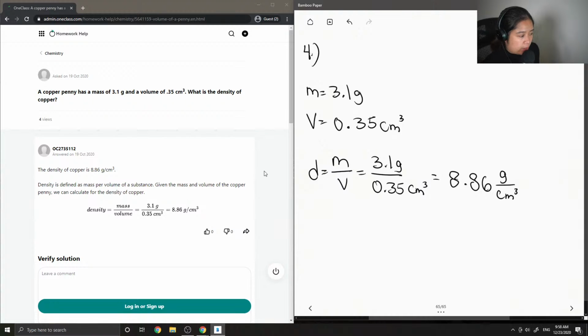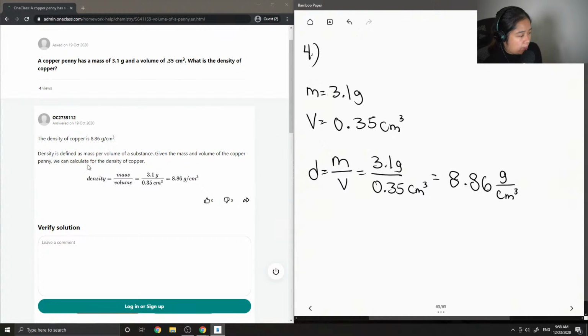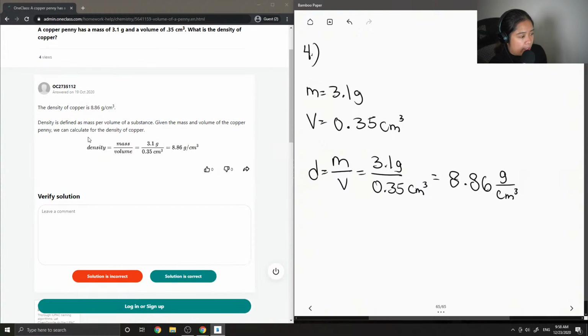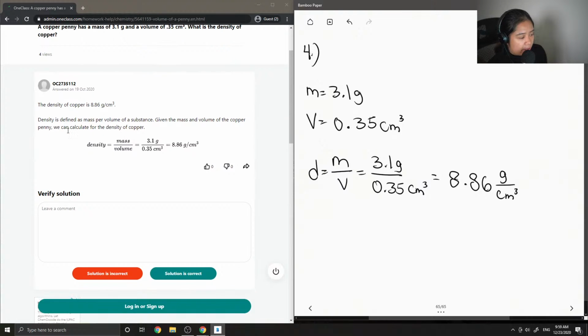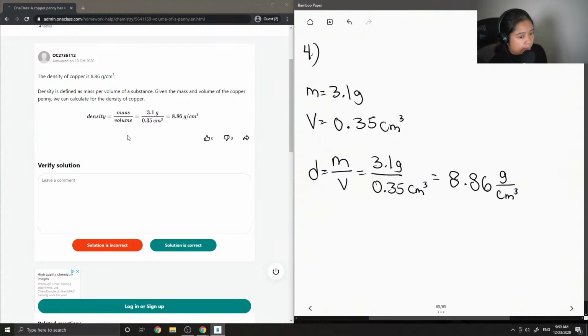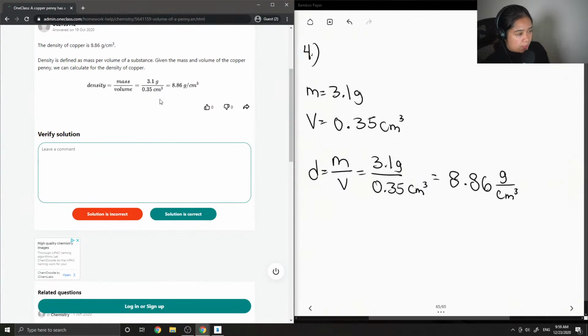Okay, so the junior tutor said the density of copper is 8.86 grams per centimeter cubed. Density is defined as mass per volume of a substance. Given the mass and volume of the copper penny, we can calculate the density of copper. Yep, so 3.1 divided by 0.35 is equal to 8.86. So this solution is correct.